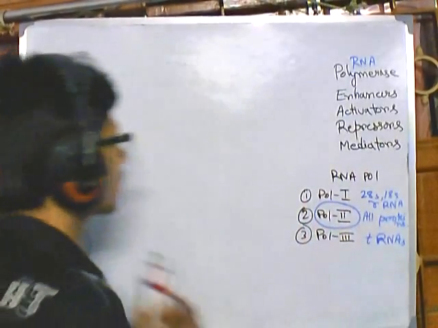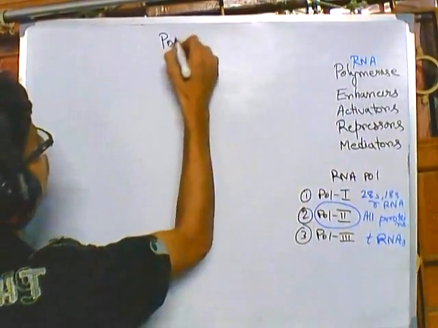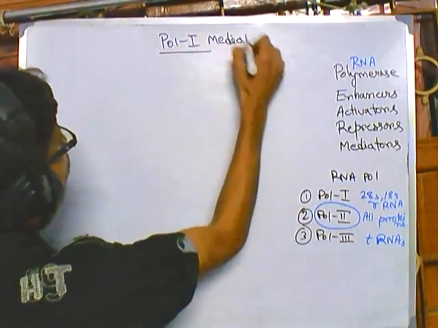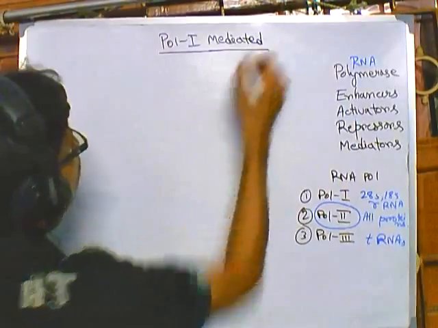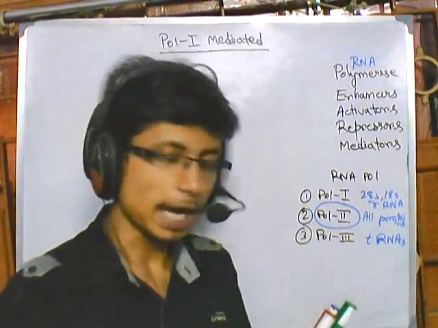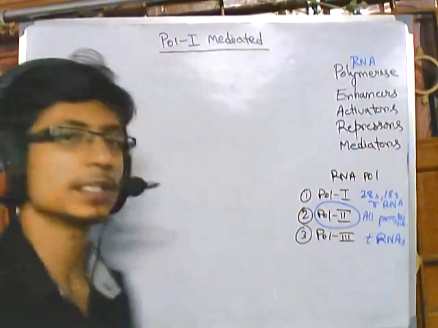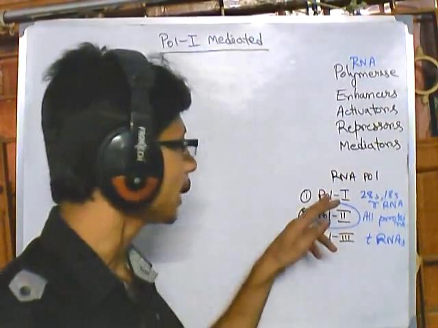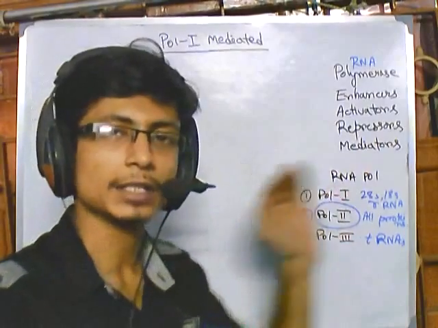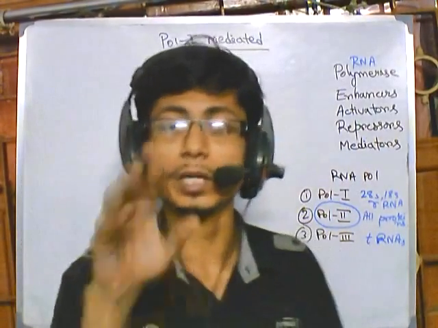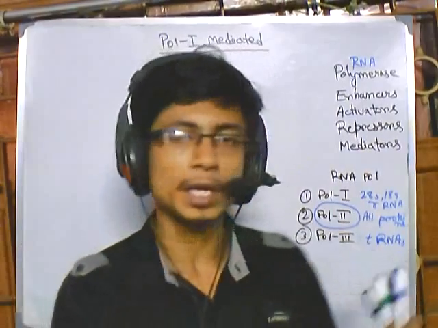For example, here polymerase I, so we are going to see the polymerase I mediated process. In this process we will be seeing the DNA sequence structure and how it is recognized by the transcription factors, and then we'll see the addition of polymerase I and then the transcription process. Now in each kind of transcription you must know, this is a very important region.